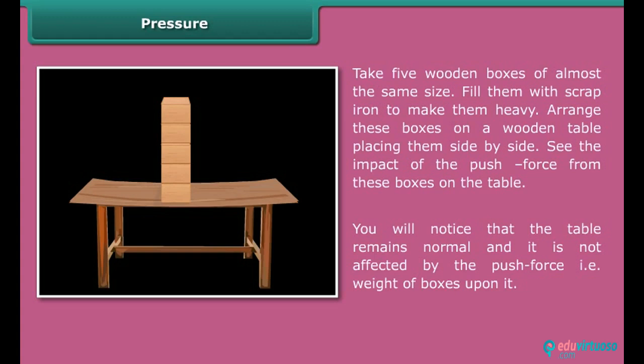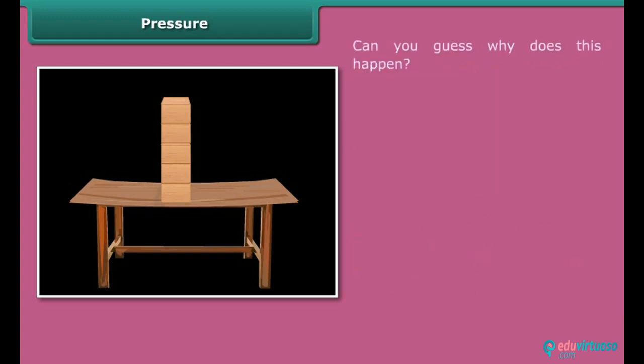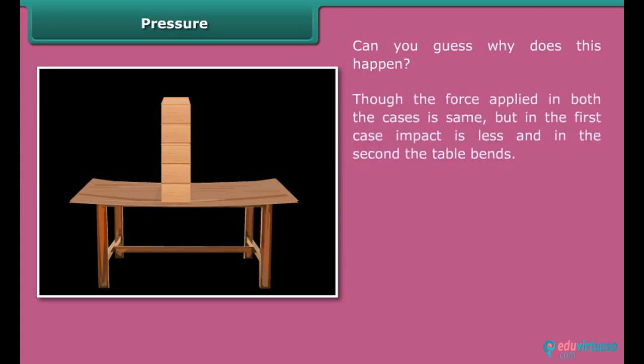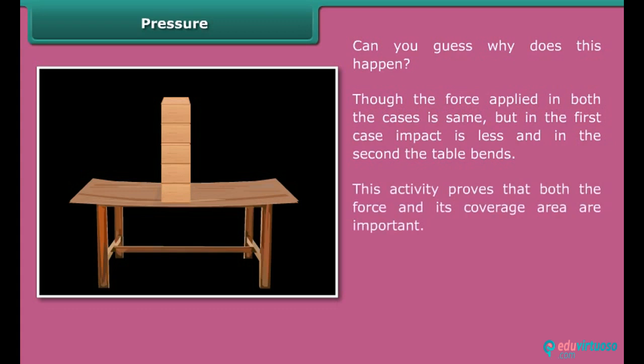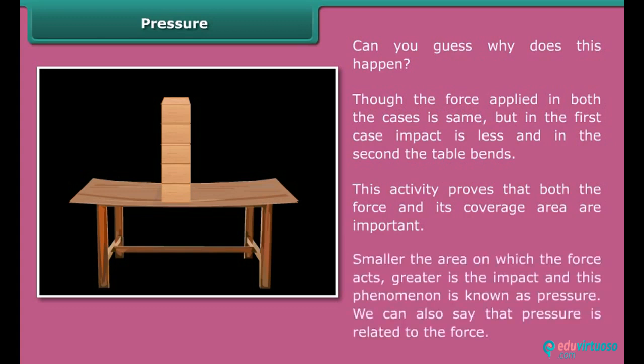In this arrangement, the table either bends or breaks under the weight of boxes. Can you guess why this happens? Though the force applied in both cases is the same, in the first case the impact is less, and in the second, the table bends. This activity proves that both the force and its coverage area are important. The smaller the area on which the force acts, the greater is the impact, and this phenomenon is known as pressure. We can also say that pressure is related to the force.